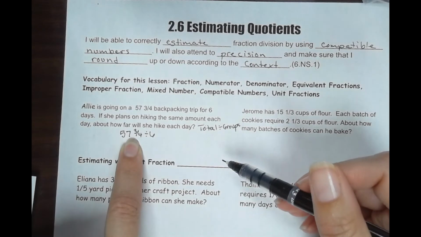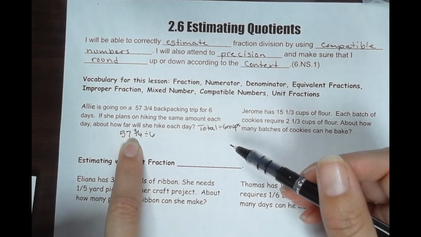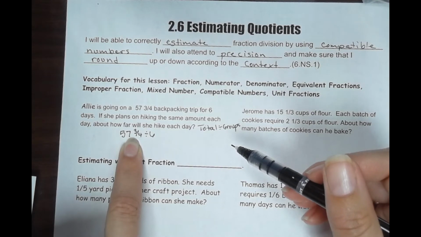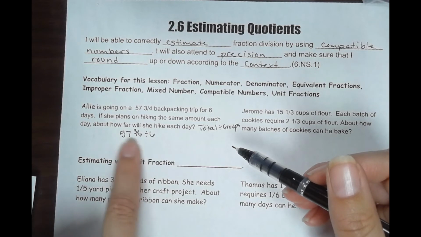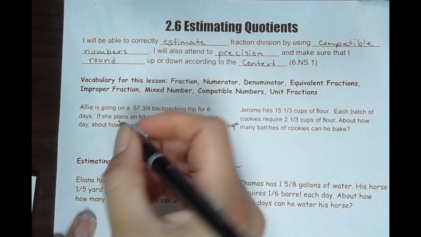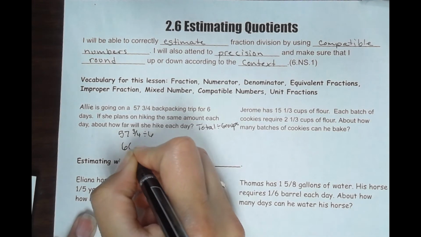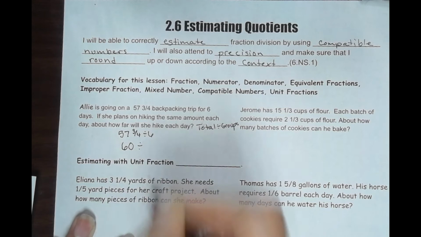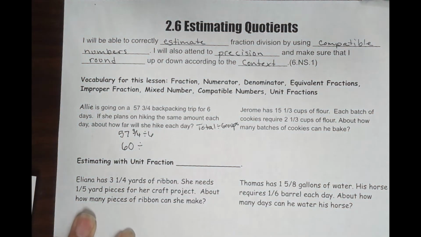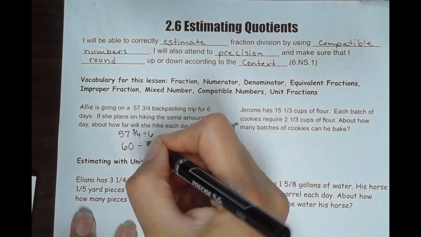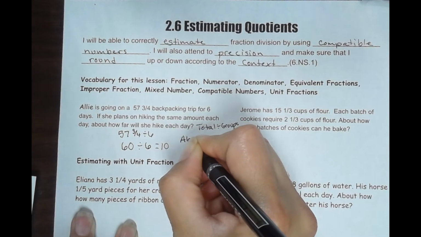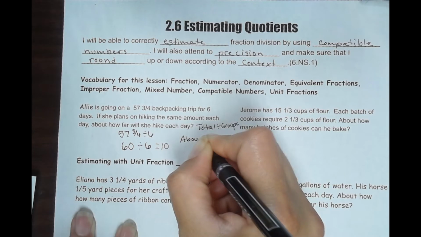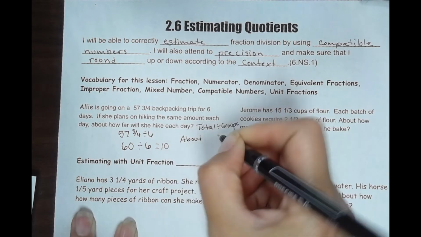So in this case, I would rather overestimate because I would rather not have a bunch of extra miles left over. So 6 goes into something close to 57 3/4. That's pretty close to 60, and that would be an overestimate, so that would make me happy if I was the one doing the hiking. I'd rather hike a little bit more each day than find out I have a bunch of extra miles left. So 60 divided by 6 is 10. So about 10 miles every day.